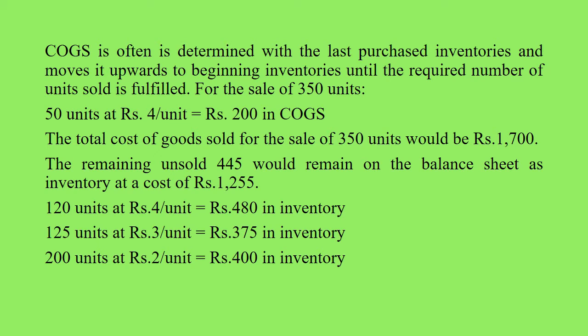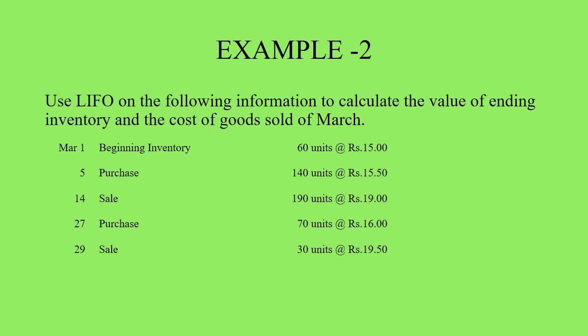The remaining unsold is 445 units, that includes the opening inventory of 200 units, the purchase of 125 units, and from the 170 units purchased, 50 units have been taken for the sale of 350 units. The rest, 120, remains as balance. So the inventory cost in the balance sheet would be rupees 1255.